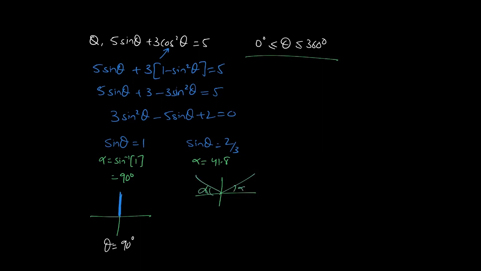These are your alpha, meaning the basic angle. So the first angle is this, and the second angle is this. So the first angle would be 41.8 degrees, and the next angle would be 180 minus the answer, which is 138.2. Okay, so in order to summarize this, all the angles for the solution of this equation would be 41.8, 138.2 and 90 degrees.